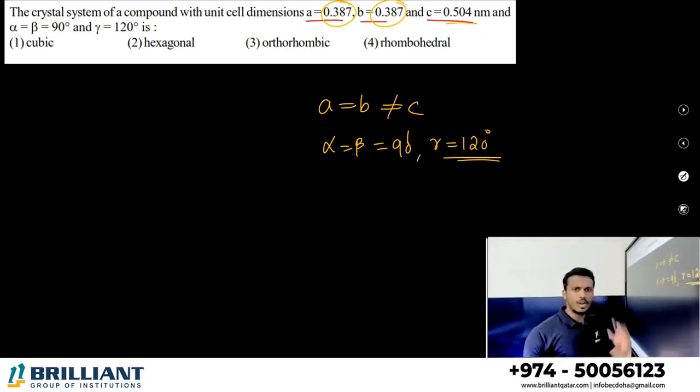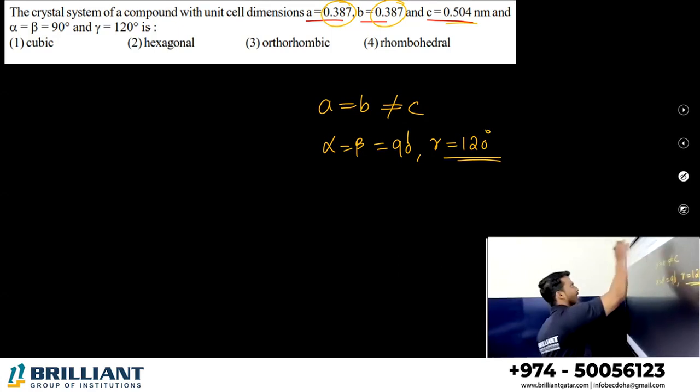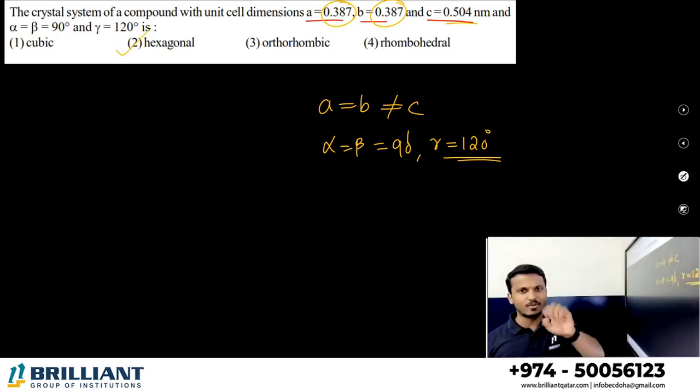As I mentioned, 120 degree is coming only in the case of which one? Hexagonal. Other than 90, 120 degrees comes only in the hexagonal system.